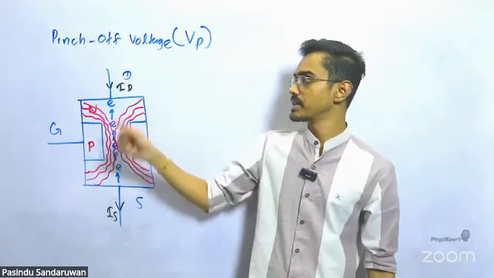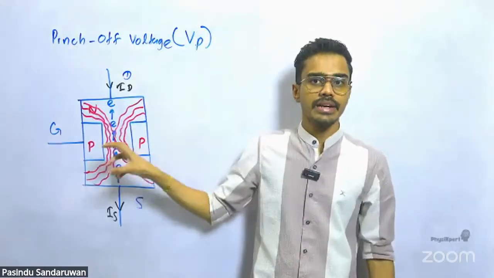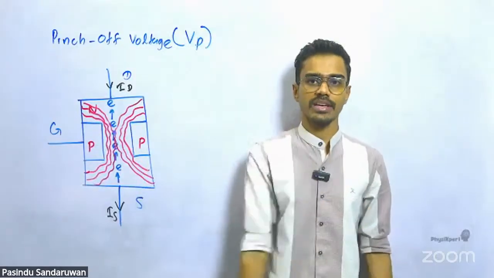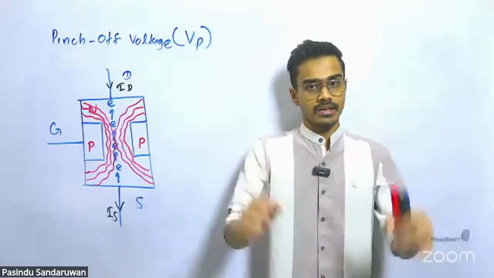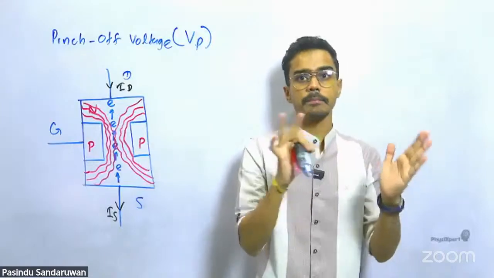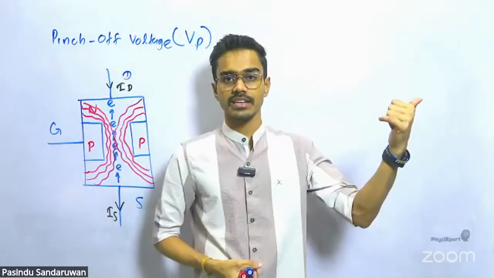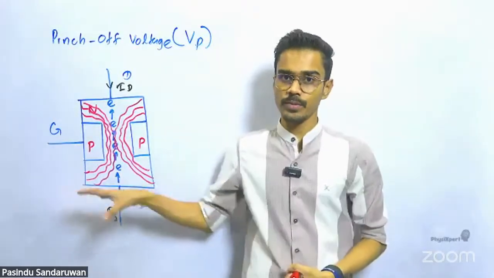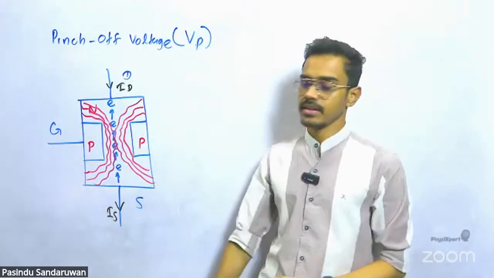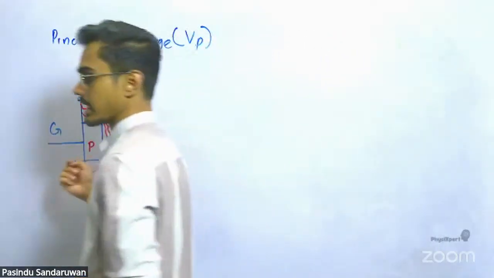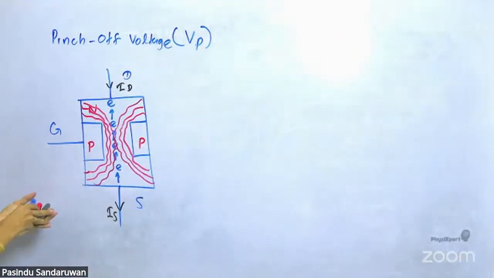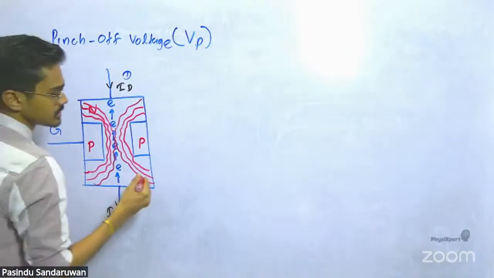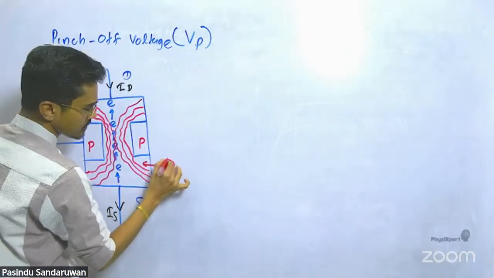And the voltage difference between D and S at this point is called pinch off voltage, VP. This pinch off voltage is comparable to cutoff voltage in bipolar. Cutoff in bipolar, no currents. Pinch off in unipolar, no currents. Take down the diagram, and you better label the depletion region.